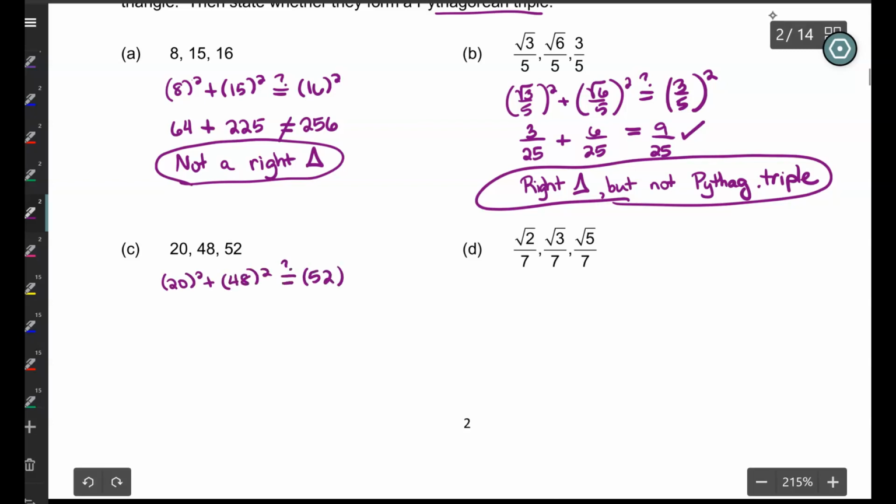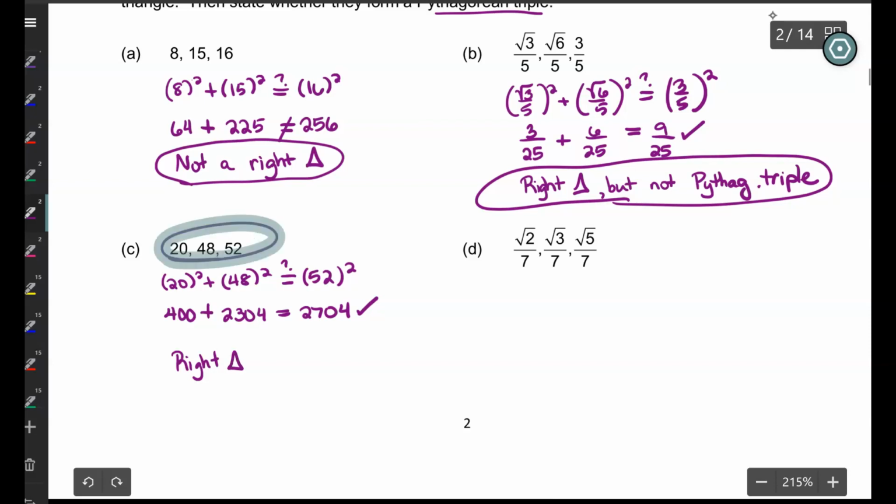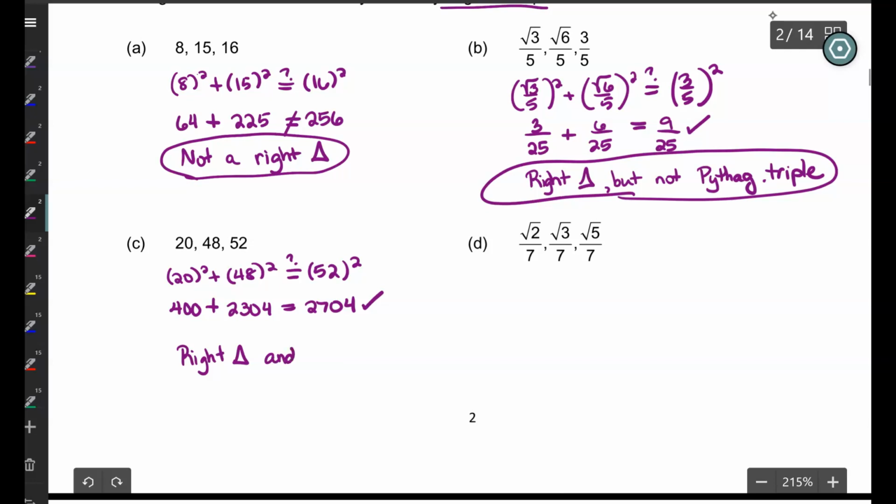Okay, next one, we have 20 squared plus 48 squared. Does that equal 52 squared? So 20 squared is 400. 48 squared is 2,304. And this is 2,704. So those are equal to each other, right? Excellent. So is it a right triangle? Yes. Are these whole numbers? Yes. So it's a right triangle and a Pythagorean triple.